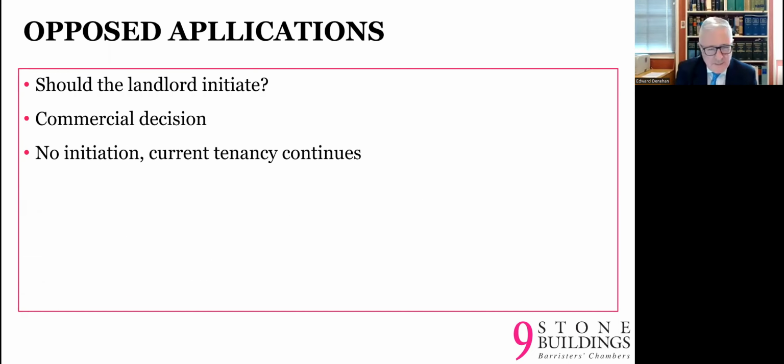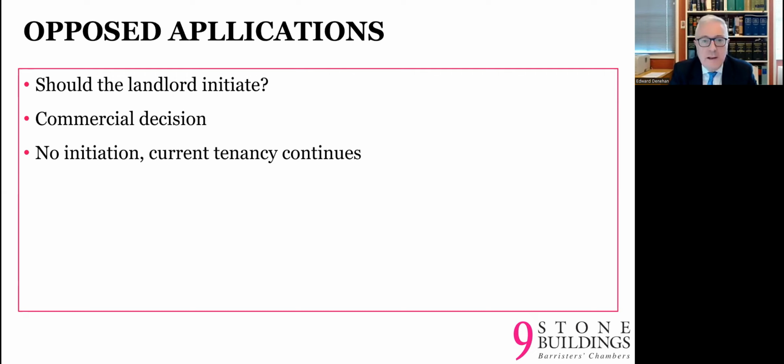First question that arises, should the landlord initiate the renewal procedure? What I say is that ultimately it's a commercial decision for the landlord. If, as in our hypothetical case, the landlord wishes to oppose any application for a new tenancy, well, then clearly it will want to bring the tenancy to an end in order to obtain vacant possession of the demised premises. The timing of that might be significant, depending upon the grounds of opposition that the landlord seeks to rely upon, and we'll come back to that in a minute. But ultimately, it's a commercial decision.